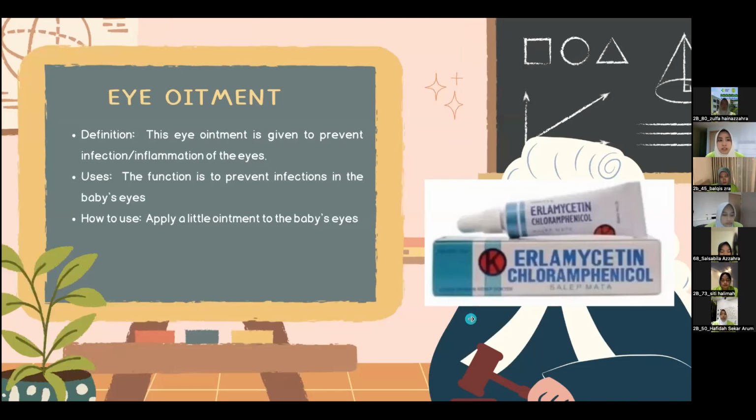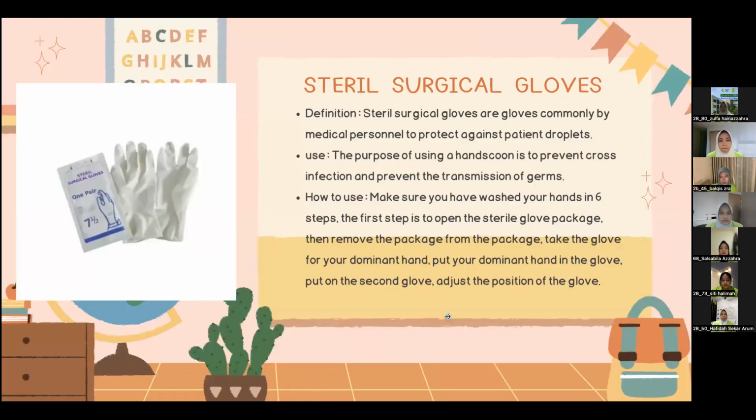Eye ointment. The definition is this eye ointment is given to prevent infection or inflammation of the eyes. Uses: the function is to prevent infections in the baby's eyes. How to use: apply a little ointment to the baby's eyes. The next slide will be presented by Nabila.